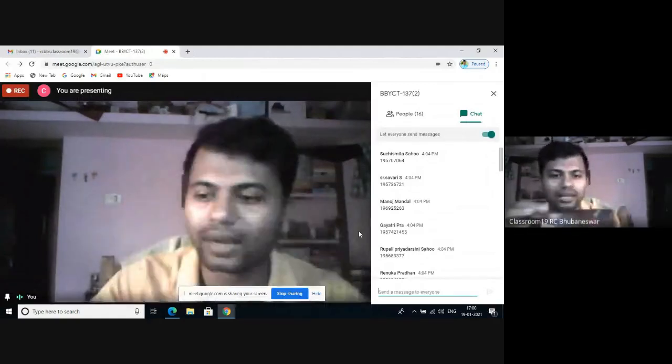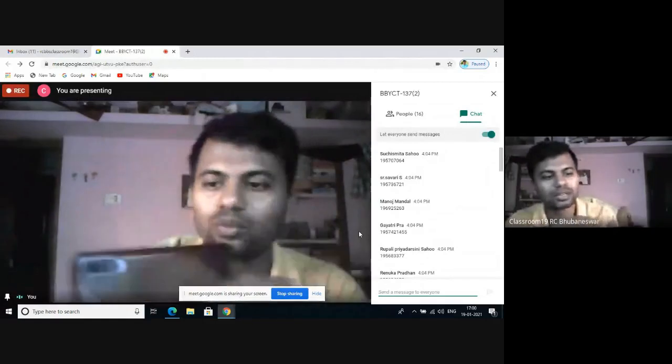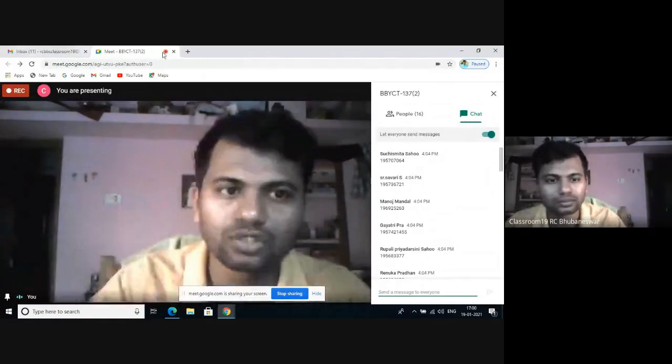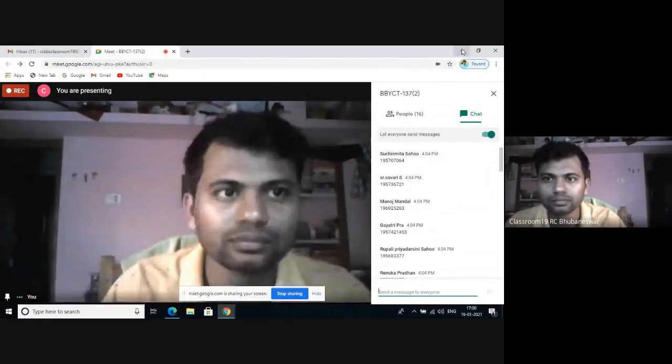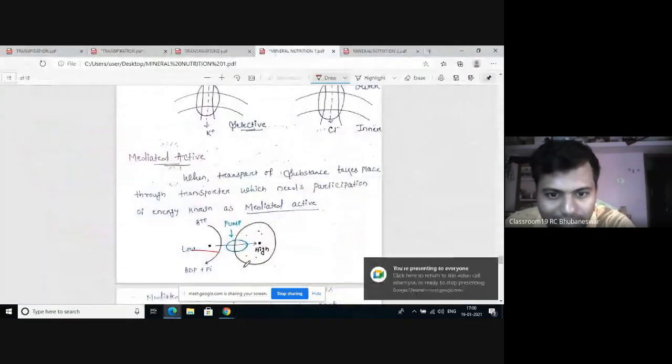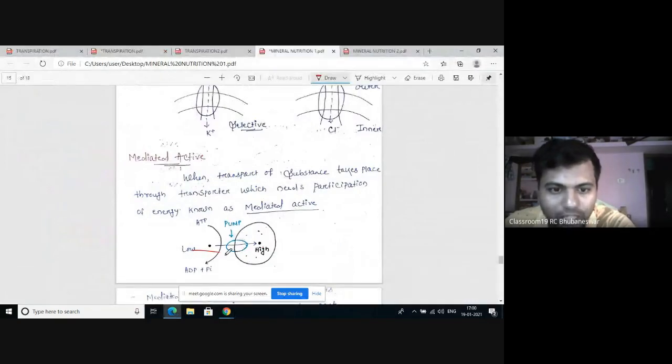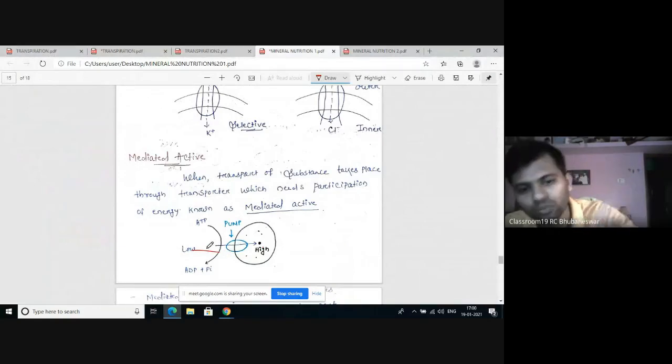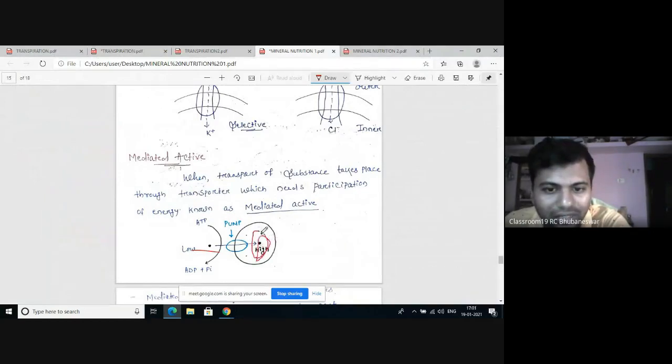Suppose this is a cell. Just look at here. This is the cell membrane, and this is a protein. The function of this protein is to transfer sodium from the outside into the cell. Suppose the concentration of sodium is high inside the cell, so then there is no need for sodium to enter.